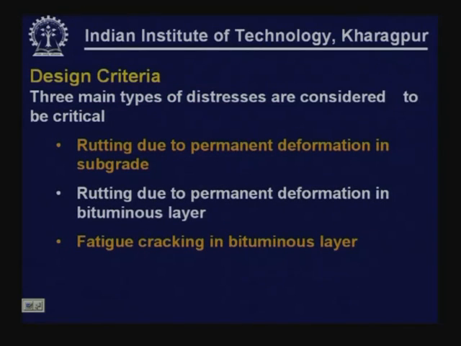The design criteria considered in IRC 37 2001 are basically three criteria that have been considered to be important. The first is rutting failure due to the permanent deformation that occurs in subgrade, that is the bottommost layer of the foundation. So, the subgrade can undergo permanent deformation that can result in the form of rutting, which can be seen on the surface.